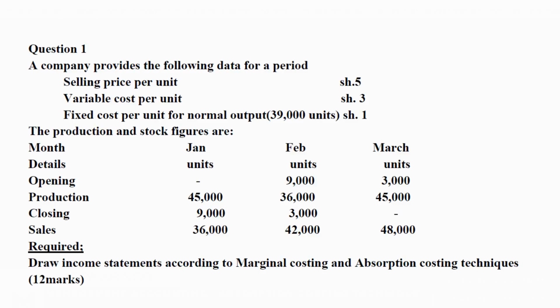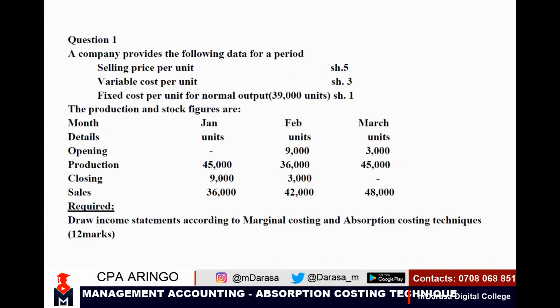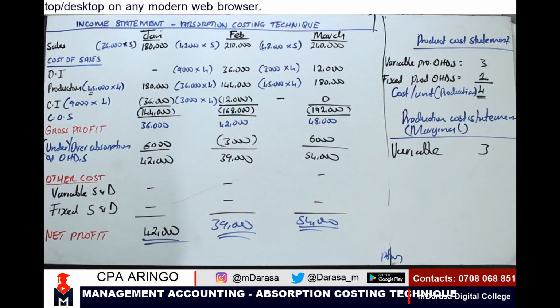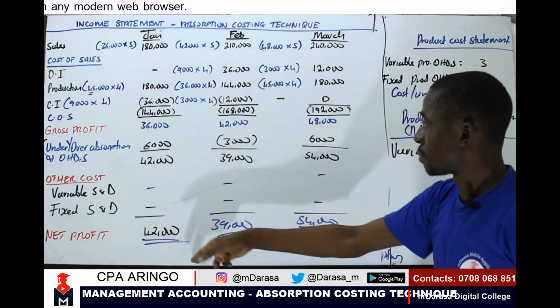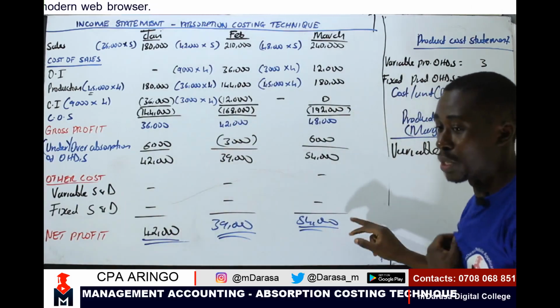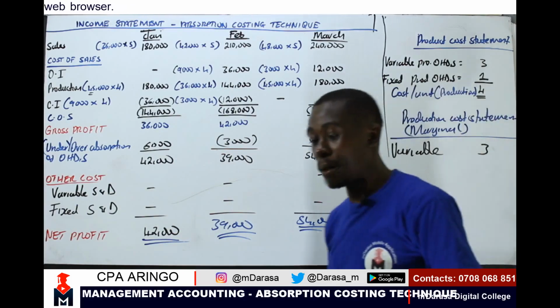So we're just back on air right now. As I was saying, that is what you are supposed to do in regard to that question. Unless we have any other question, we can continue in our next class handling another concept. As we say, this will be our net profit: 42,000, 39,000, and 54,000. That is what you are required to do.